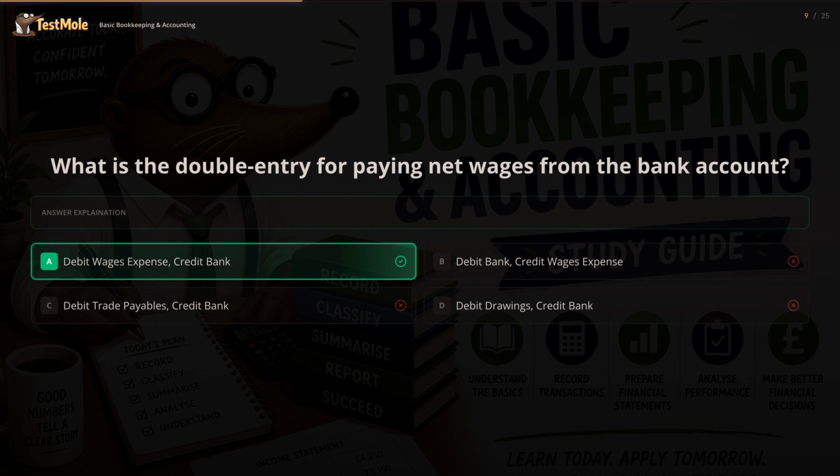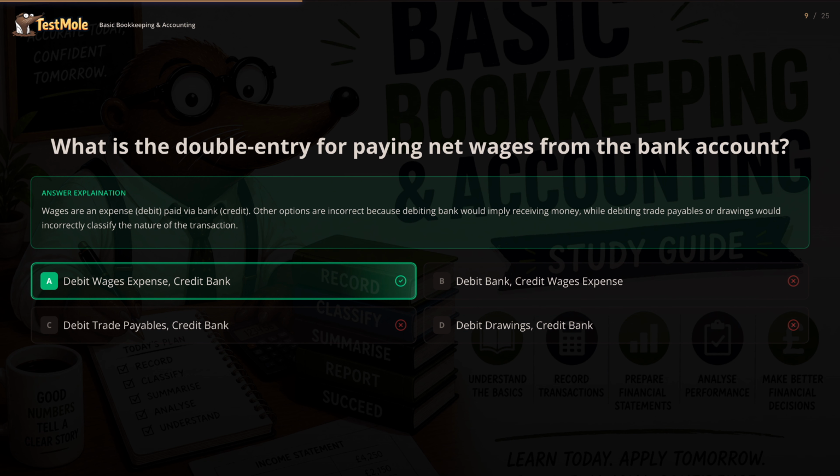The answer is A. Wages are an expense, debit, paid via bank credit. Other options are incorrect because debiting bank would imply receiving money, while debiting trade payables or drawings would incorrectly classify the nature of the transaction.